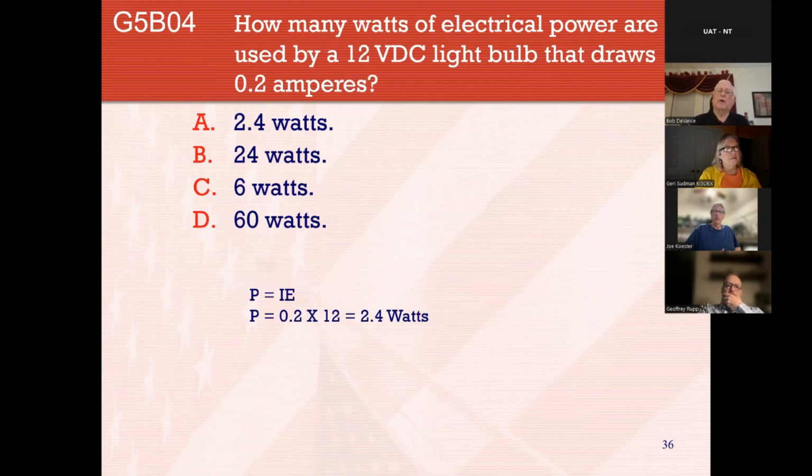Same thing with this one. How many watts of electrical power used with a 12-volt light bulb drawing 0.2 of an amp? That's a simple one. P equals I times E. I is 0.2. Voltage is 12, which is 2.4 watts, just as it shows.